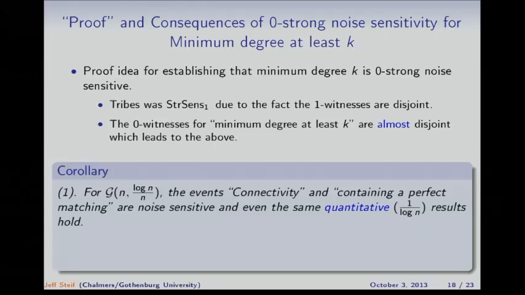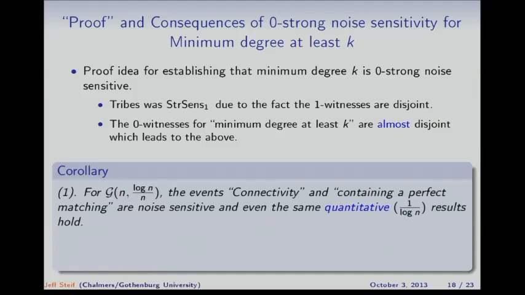The reason being, how different are the events connectivity and no isolated vertices? Of course, if you're connected, you don't have any isolated vertices. But it's also the case that if you don't have any isolated vertices, you are most likely connected. In other words, these two events are not the same event, but if you look at the symmetric difference of the events, that probability is going to zero. And so, it's one noise sensitive and zero noise sensitive?